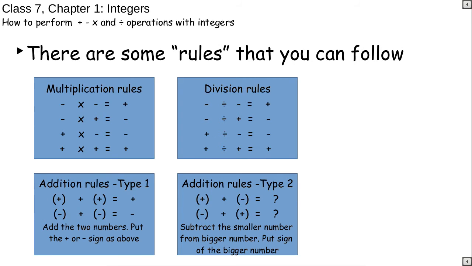Now let us look at how addition is done. Addition requires a little bit more rules than multiplication and division. There are two types of rules in the case of addition, type 1 and type 2 rules. The type 1 rules are like this. If you are adding two positive numbers, the result will always be a positive number. If you are adding two negative numbers, the result will always be a negative number. And how do you do the addition itself? Add the two numbers, put the positive or negative sign just like it is mentioned above. Let's look at a few examples to understand this type.